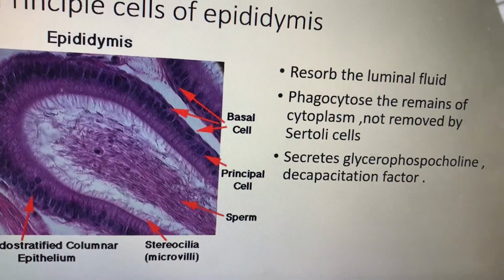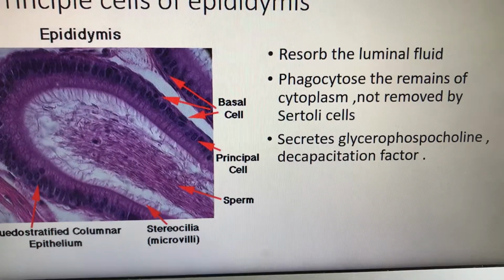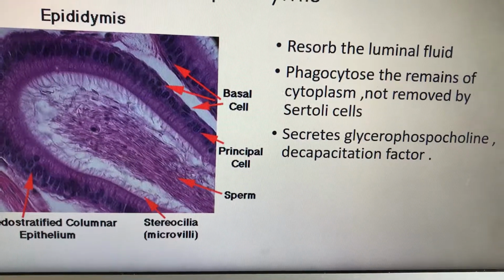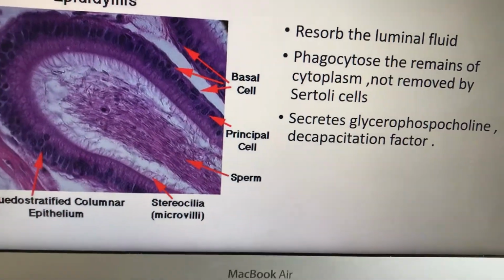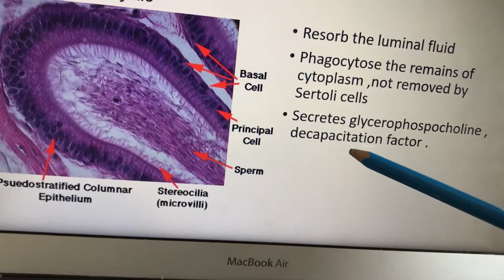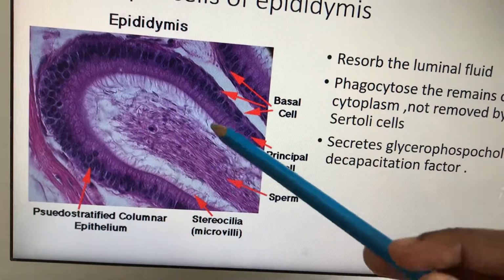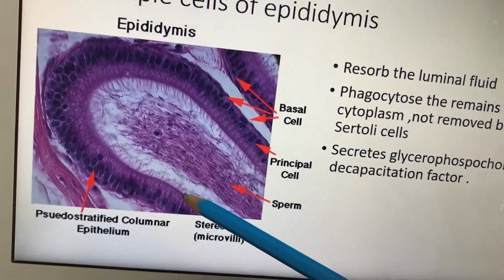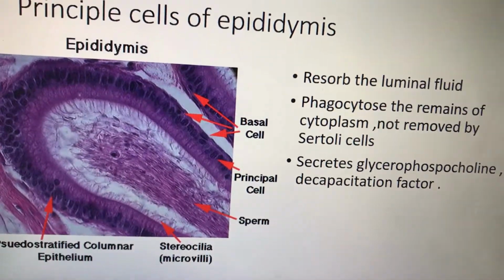Capacitation of the sperm occurs only in the female genital tract, especially in the vagina. But here in the male genital system, it should not get capacitated. So we need a factor which prevents the capacitation. So that is your glycerophosphocholine, which acts as a decapacitation factor. So keep it in mind, capacitation occurs only in the female genital tract. This is the male genital organ, so capacitation should not occur here. If it occurs, it is not much useful. So it has a decapacitation factor.